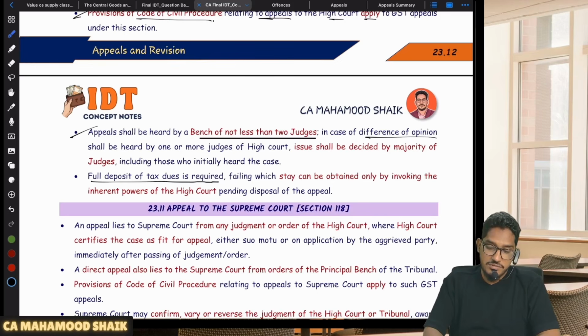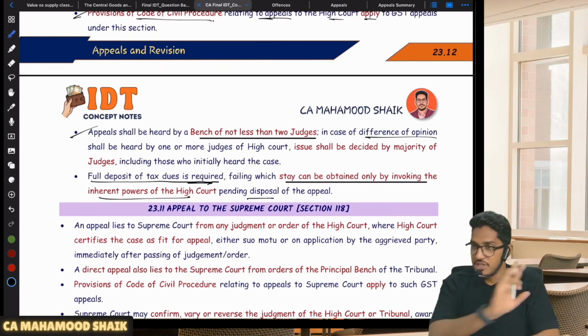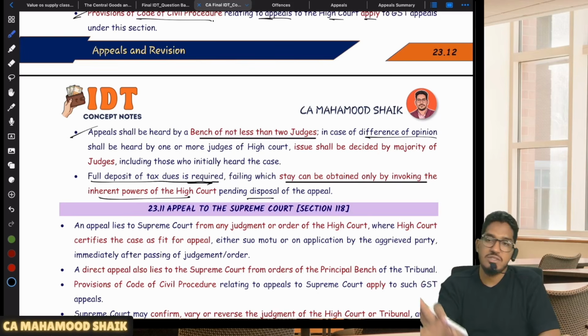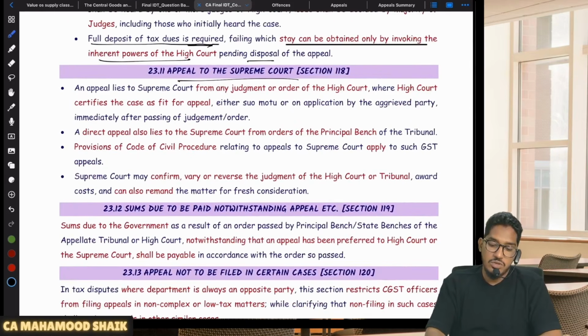So full deposit of tax dues is required, failing which a stay can be obtained only by invoking the inherent powers of the High Court pending disposal. So if you don't pay the full deposit of tax, the High Court will not entertain it unless some special powers are there for the High Court. Using those powers they can stay. But the general rule is you have to make a 100% full deposit of tax if you have to go for appeal. Next, appeal to the Supreme Court.